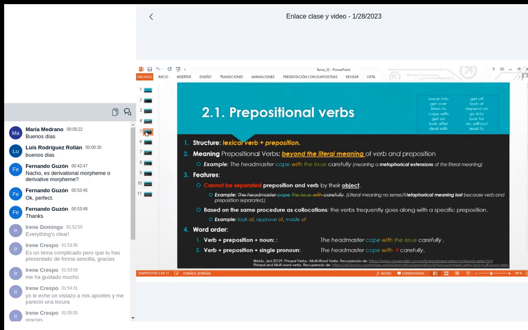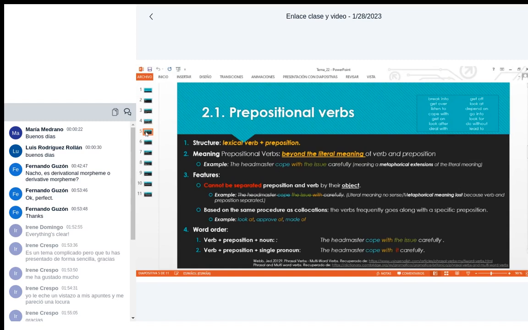Now, the headmaster listened the issue. We have to use the preposition to in order to make the sentence correct. So in these cases, with these prepositional verbs, they cannot be separated. That means that the preposition has to go immediately after the verb. For example, we cannot say the headmaster coped the issue with carefully. That hasn't got a meaning. That has not got a sense.